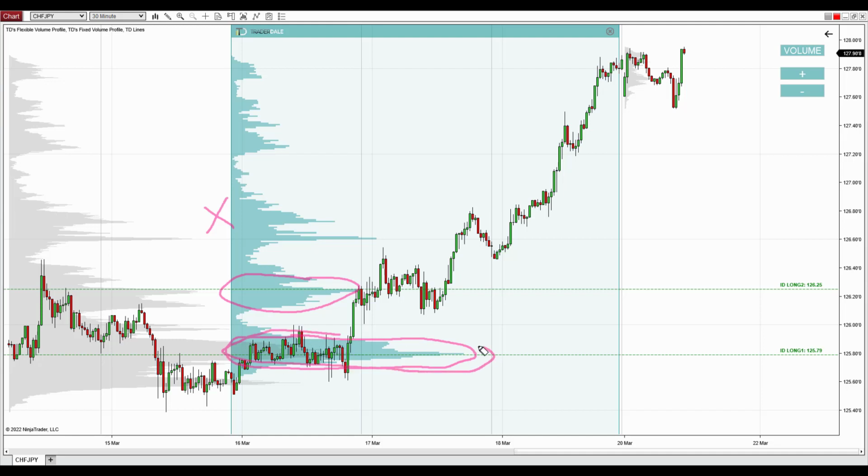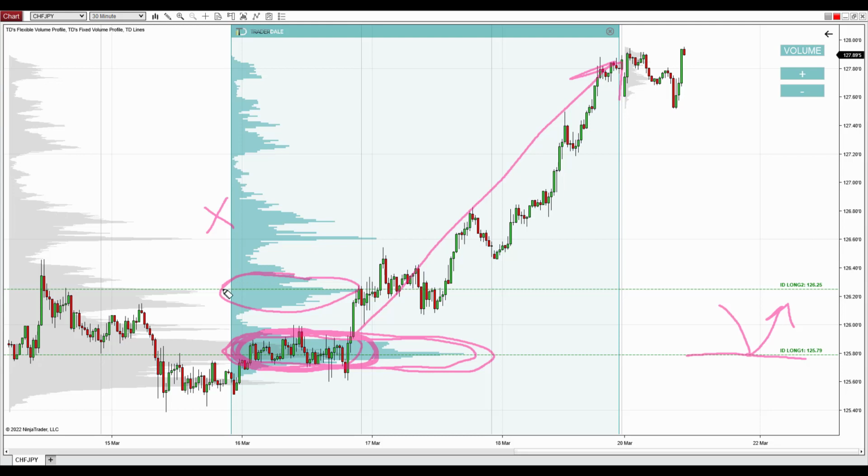This one is the volume cluster that formed before the strong uptrend. So it appears that strong buyers were building up the long positions in here before pushing and manipulating the price upwards, right? So when the price makes it to this level, then I think the buyers from this zone will want to defend their longs and push the price upwards from there again.